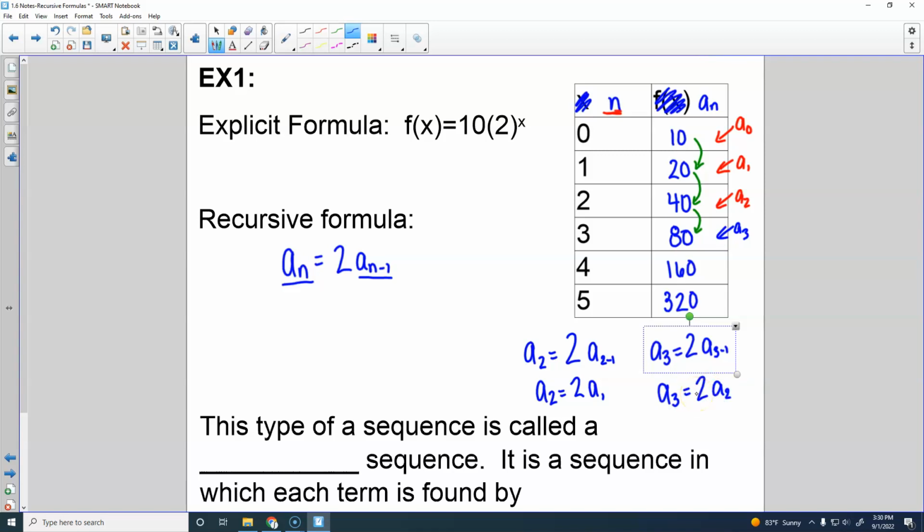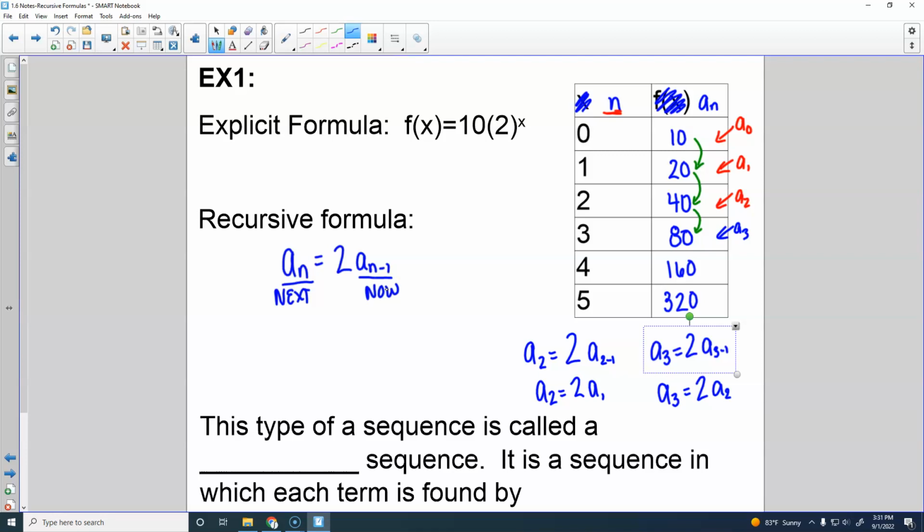So whenever we used to do this with some of the old Math 1 books we had, instead of using a sub n and a sub n minus 1, they used the terms next and now. So to get the next term, you take 2 and multiply it by what you have now is really what this recursive formula is saying.